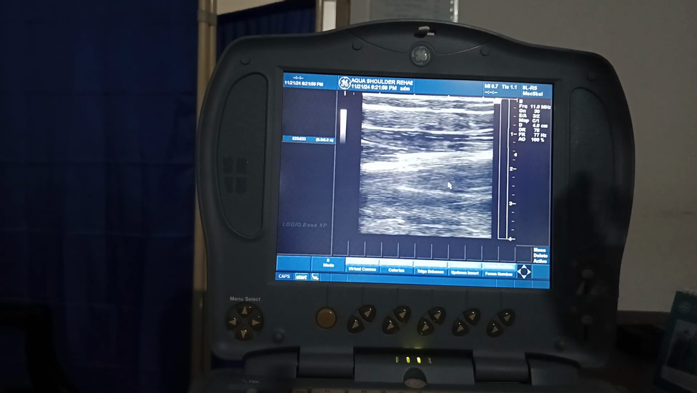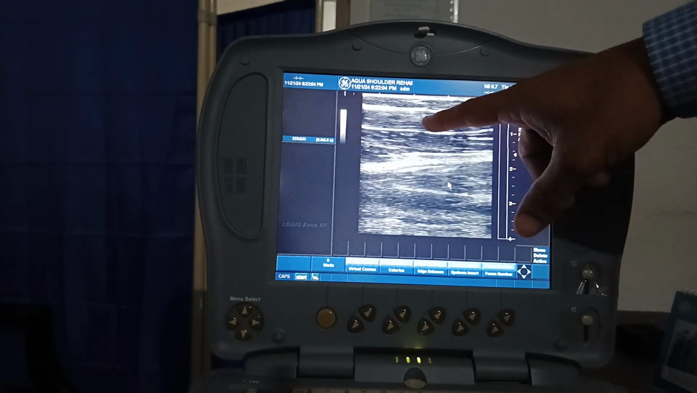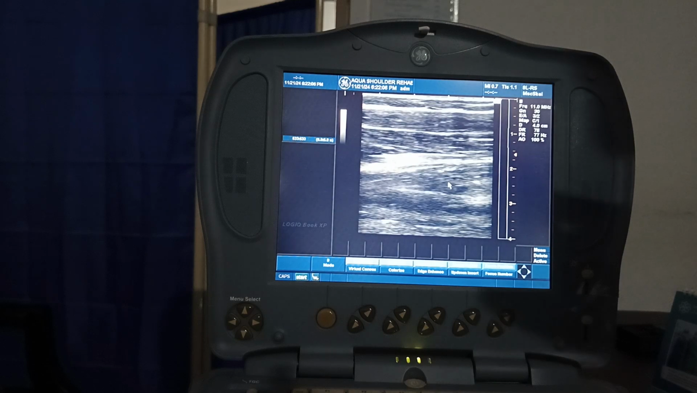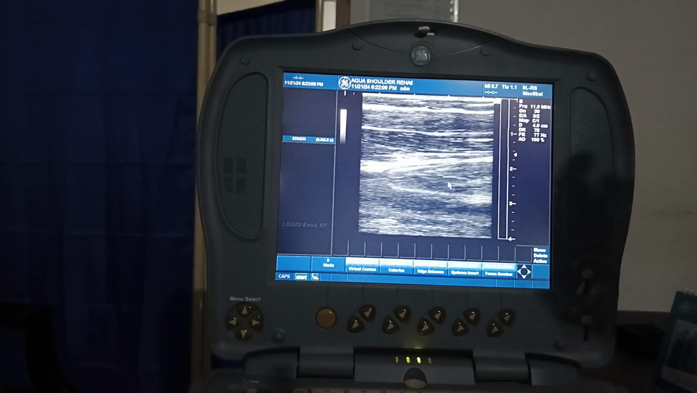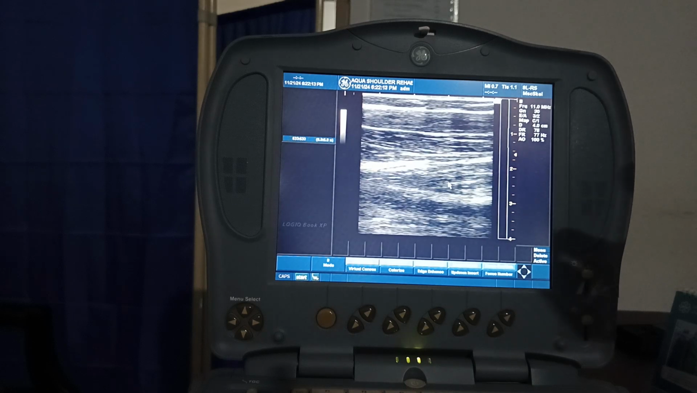Can you please move the fingers? Now can you see the muscle working? This muscle is working, but this is not working. So which muscle is responsible for moving the fingers? Flexor digitorum profundus and flexor pollicis longus. FDP and FPL.